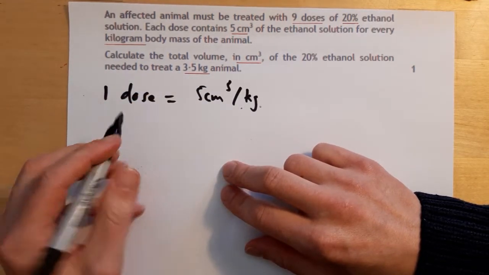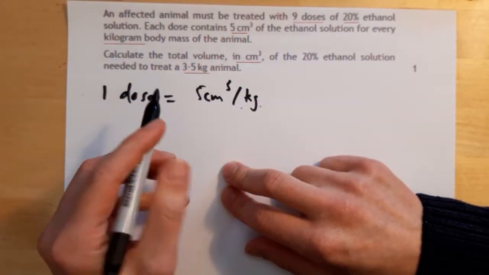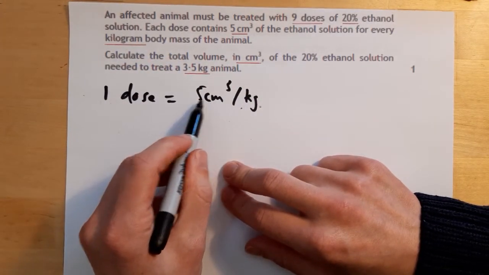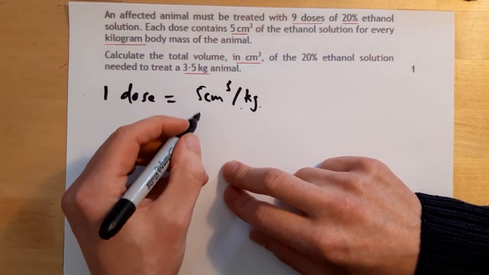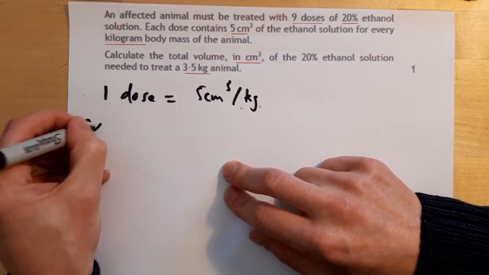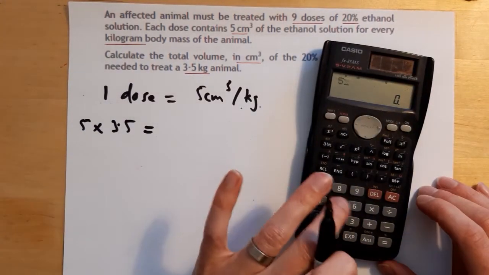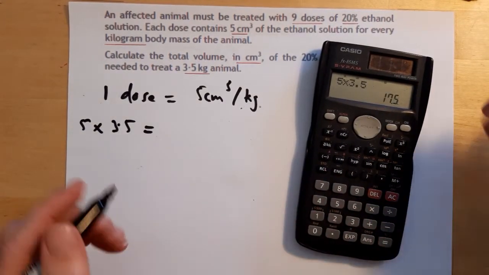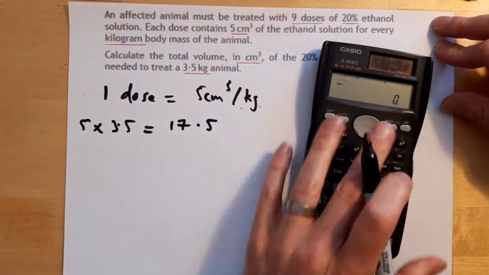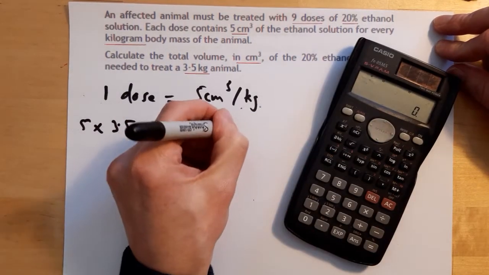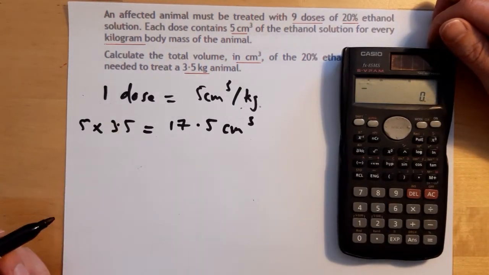So one dose equals 5 centimeters cubed per kilogram. So if we have a 1 kilogram animal, we would require 5 centimeters cubed per dose. Well, here we have an animal that is 3.5 kilograms. So we would therefore times 5 by 3.5. 5 times 3.5 equals 17.5. Now that tells us that we would require 17.5 centimeters cubed for our 3.5 kilogram animal.